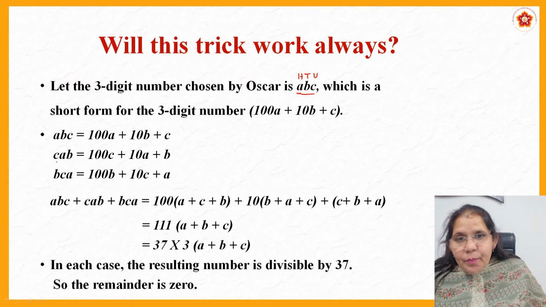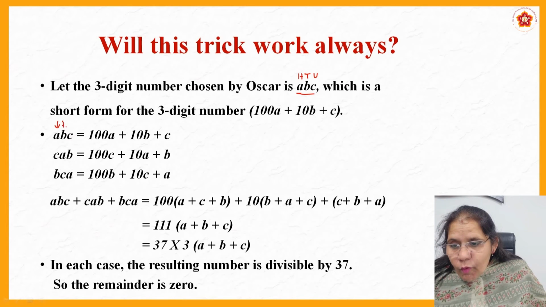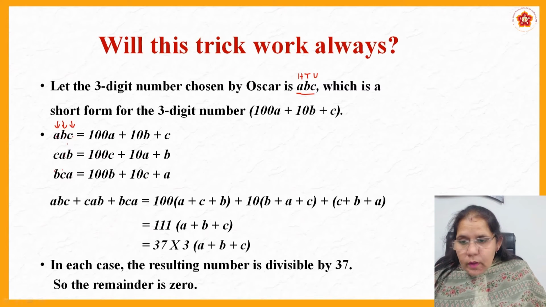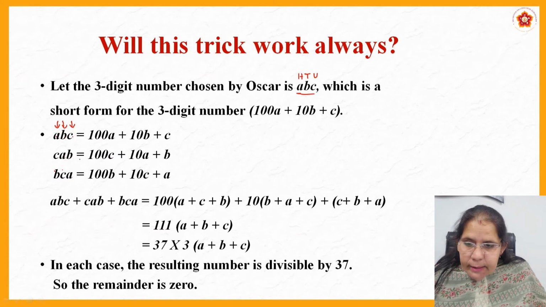You can check in each column and in each row whether A, B and C are coming once or not. If we see in this column, it is ACB, second BAC and third one CBA. Write each of these numbers ABC, CAB and BCA in expanded form. So CAB will be written as 100C plus 10A plus B.